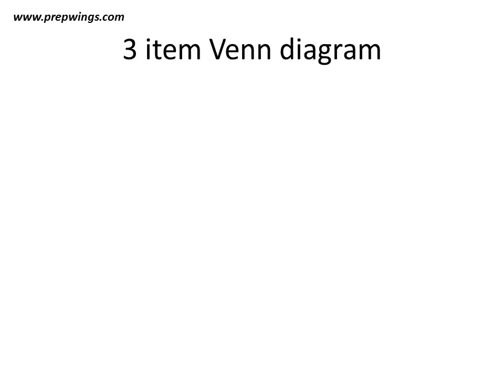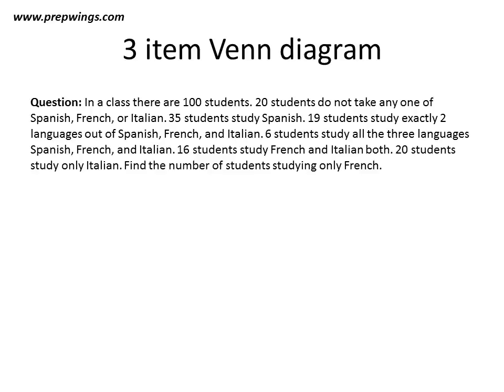Now in this video we'll talk about 3-item Venn diagram. We'll look at a question here. The question says that in a class there are 100 students. 20 students do not take any of Spanish, French or Italian. 35 students study Spanish. 19 students study exactly 2 languages out of Spanish, French and Italian. 6 students study all the 3 languages, Spanish, French and Italian. 16 students study French and Italian both. 20 students study only Italian. Find the number of students studying only French.